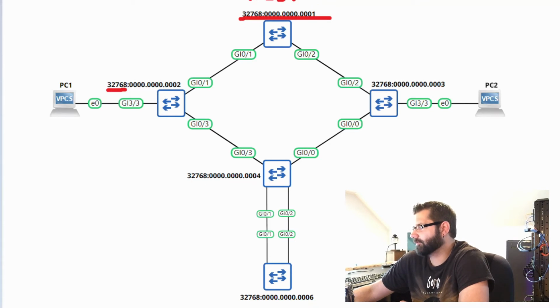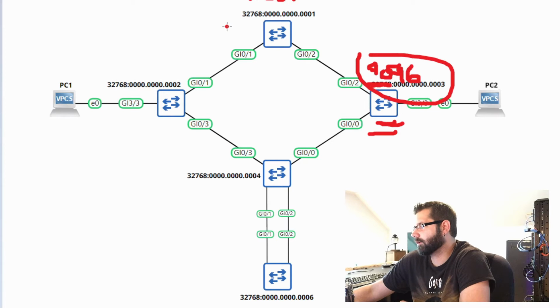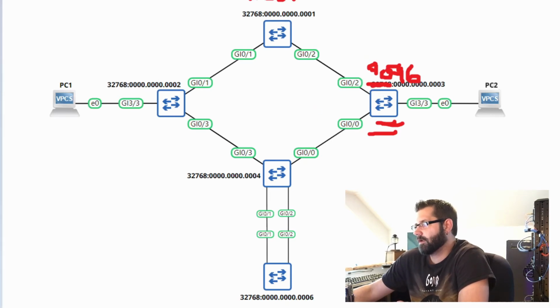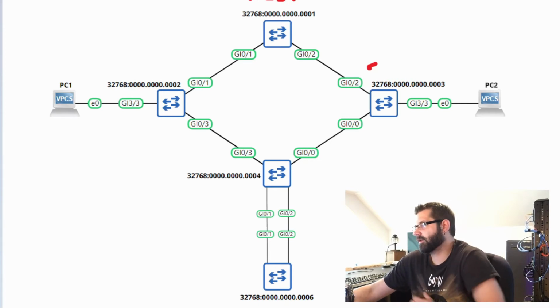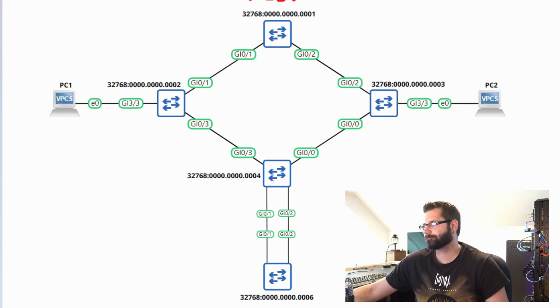Now, if we had another switch in here and say the priority was 4096, and I apologize, I'm trying to write with my mouse, then this would be the root bridge, because this priority right here would be lower than any of these, and that would automatically be the lowest bridge ID. So root bridge, lowest bridge ID. Bridge ID is the priority combined with the MAC address.